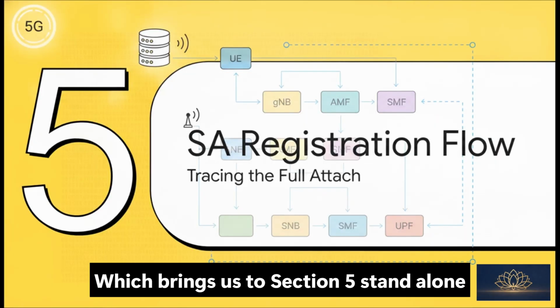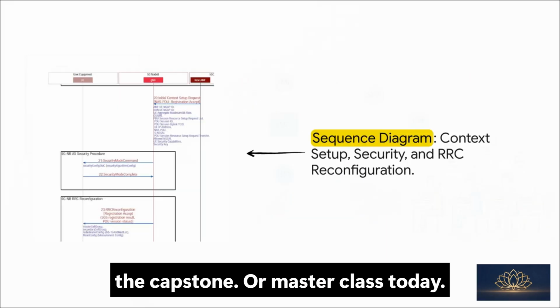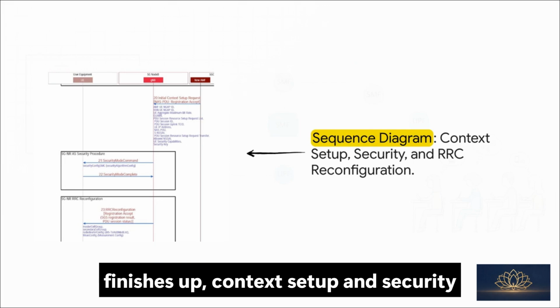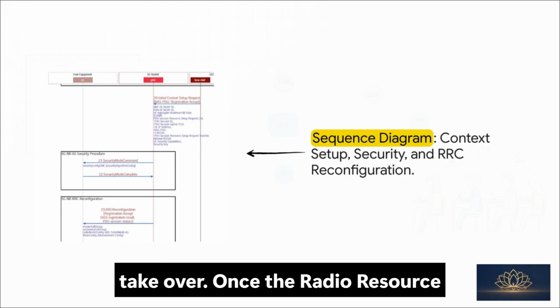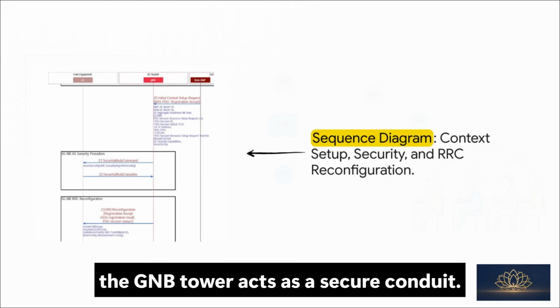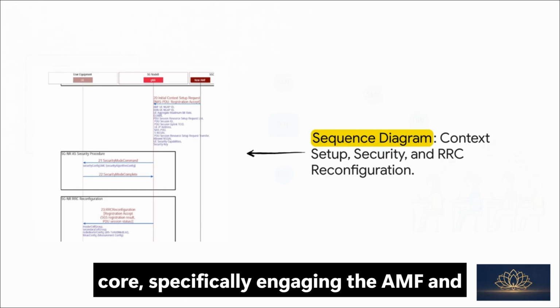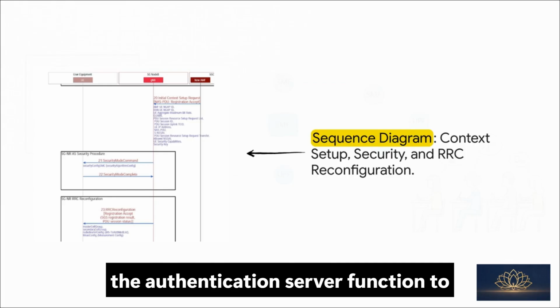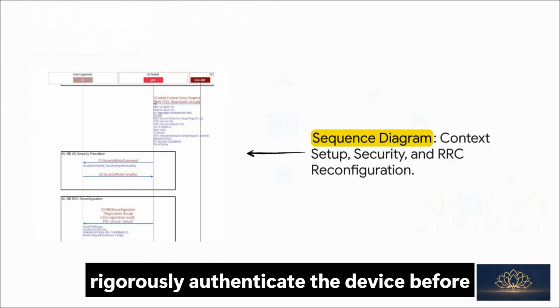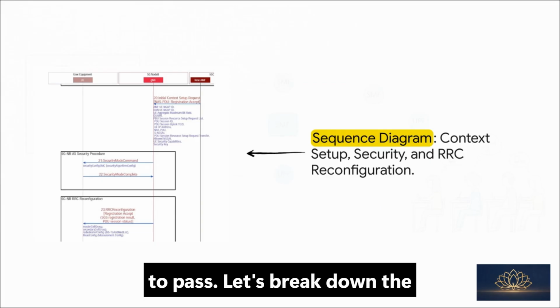Which brings us to Section 5, Standalone Registration Call Flow. This is really the capstone of our masterclass today. Immediately after that RACH procedure finishes up, context setup and security take over. Once the radio resource control, or RRC, is actually connected, the gNB tower acts as a secure conduit. It bridges the device directly to the 5G core, specifically engaging the AMF and the authentication server function to rigorously authenticate the device before a single drop of user data is allowed to pass.